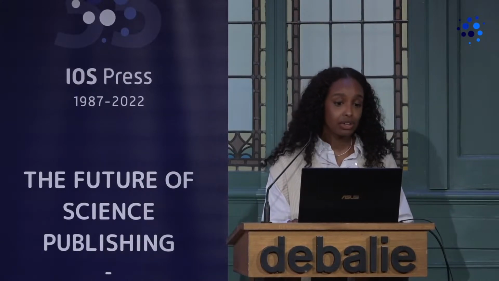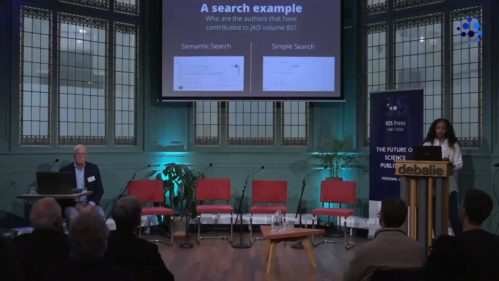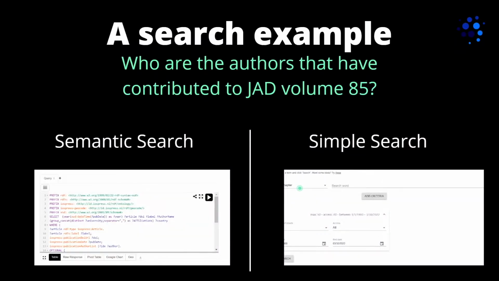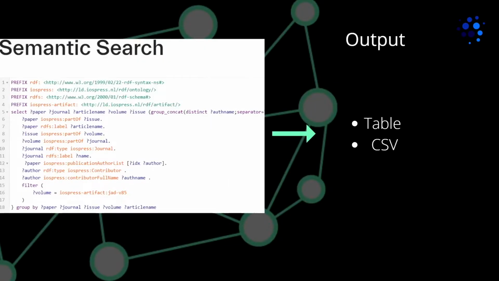So moving on to how you can ask questions, we are using this example. Who are the authors that have contributed to volume 85 of Journal of Alzheimer's Disease? There's two ways in which you can ask a question to LD Connect. You can do it through the semantic search and through the simple search. Starting with the semantic search, it's a Sparkle database, so you construct a query and you can ask it a question. So the question that we just had would look like this, and the output would be a table that you can download as a CSV.